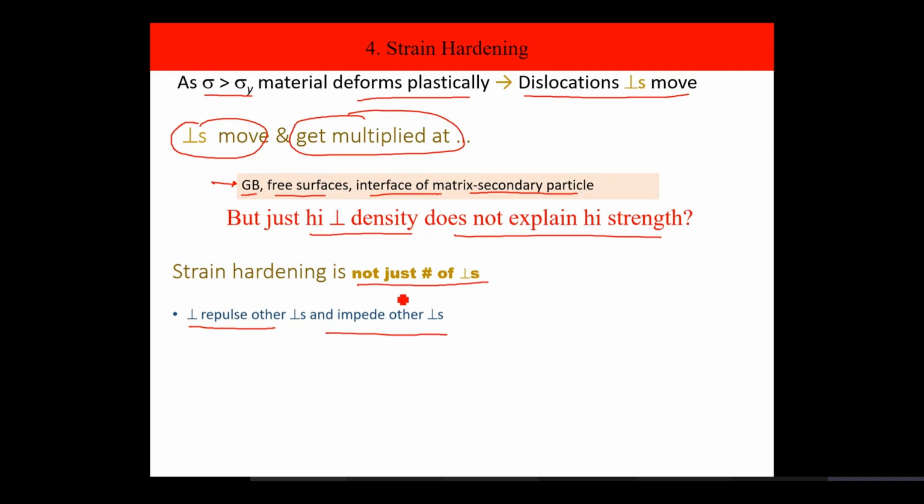What happens is that dislocations cross each other, they entangle each other. They get entangled with one another and make each other's motion difficult. That's why they strengthen the material.